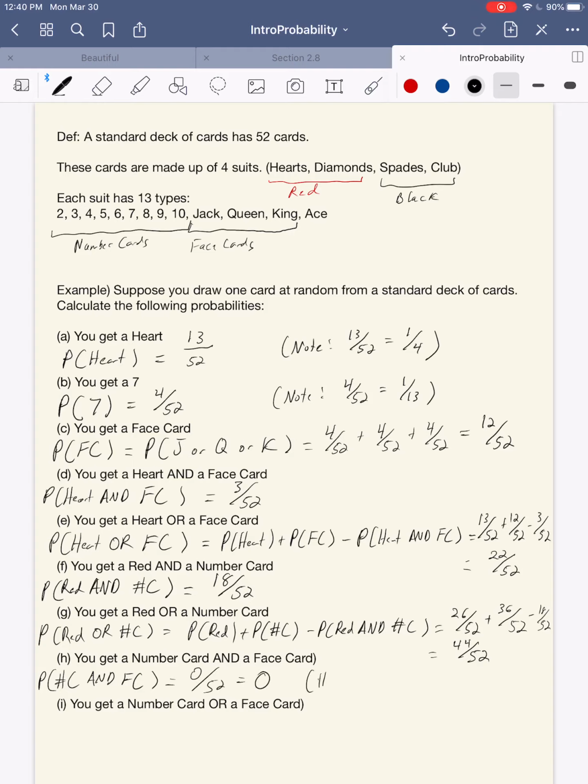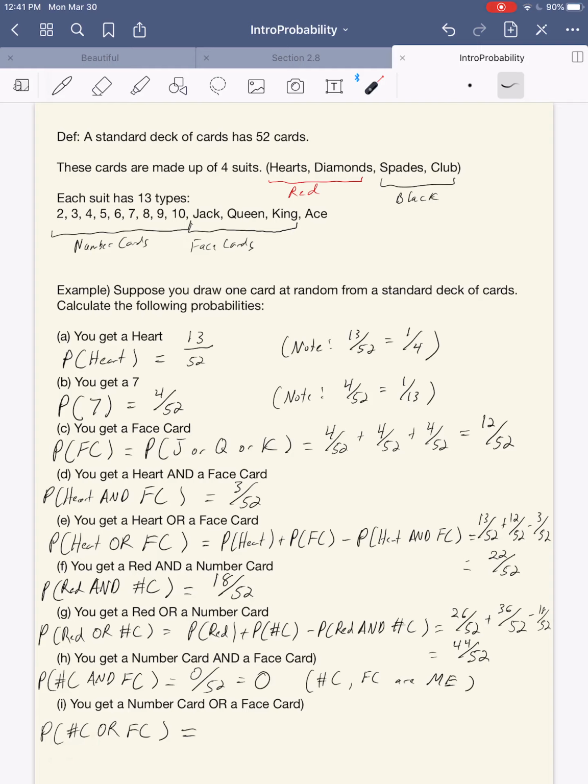So we've just seen that number card, face card are mutually exclusive. If you bet somebody that you're going to get a card that is a number card and a face card, well, then you're pretty much out of luck because that is impossible. Those are mutually exclusive events. So when we go to do this guy, the probability of a number card or a face card, this will be very easy. Because we know that they are mutually exclusive, we just need to add these directly.